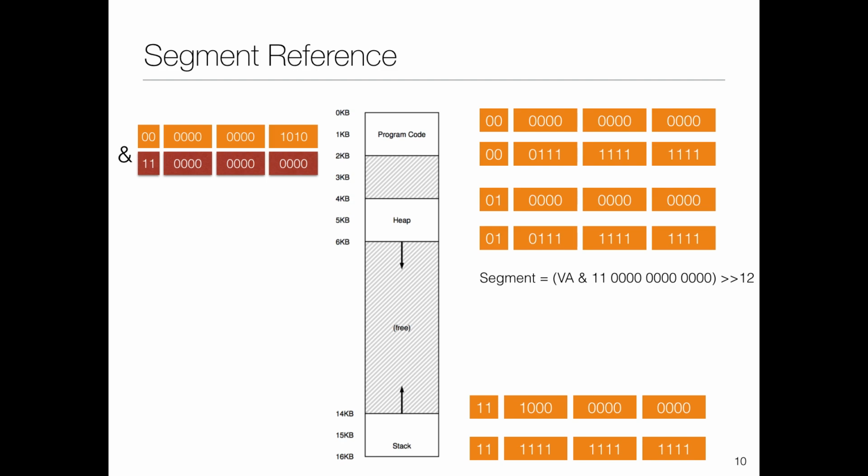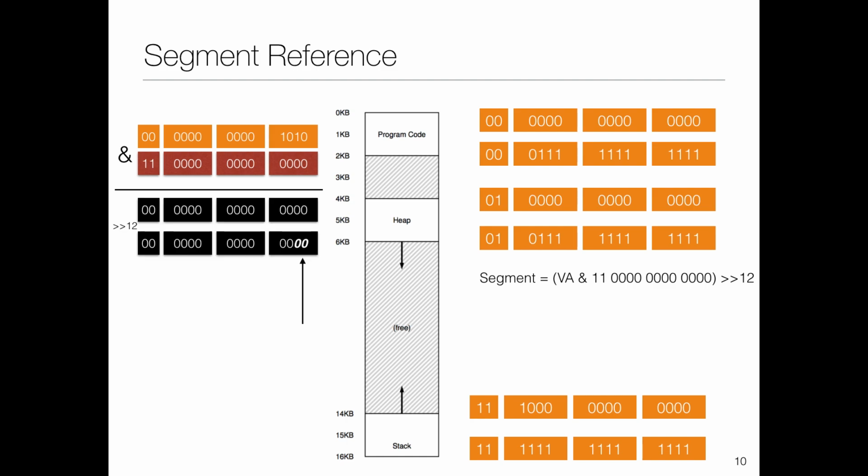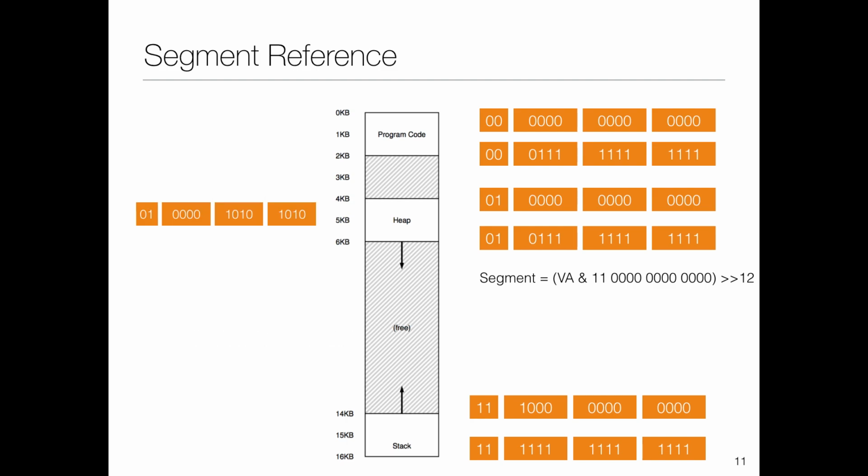So we also have a simple mask with which we AND, and then we shift to get these 2 significant digits. The mask is 1 1, so we basically want to get a 1 1 on the most significant 2 bits. Everything else is immaterial, and then we shift 12 bits to get these 2 as the last 2 bits. So we get 0 0, it's segment equal to code.